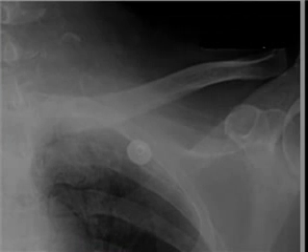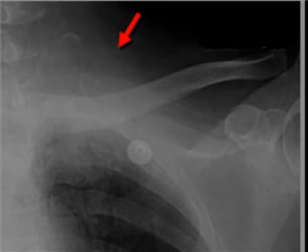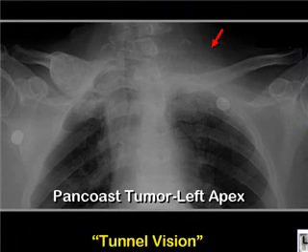But what's more important is that on the left side, the opposite side, there's complete destruction of the left first and second ribs, and there's a soft tissue mass in the apex of the lung. This is a malignancy. This is a Pancoast tumor at the left apex. So this is an example in which satisfaction of search, that is, finding a relatively larger abnormality which draws one's attention away from smaller and more subtle abnormalities, could come into play. Colloquially, this is sometimes called tunnel vision.